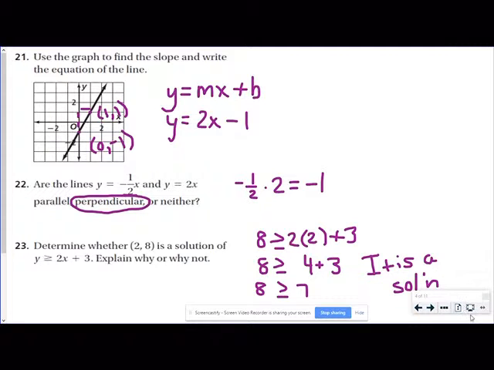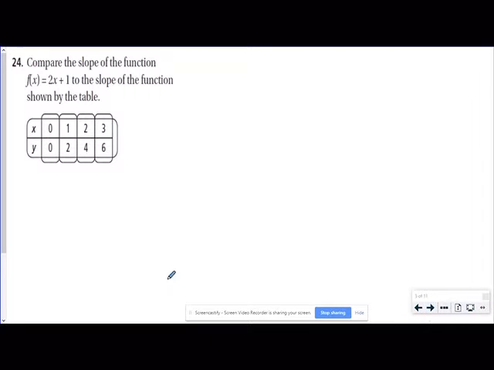And finally, for 24, compare the slope of the function f of x equals 2x plus 1 to the slope shown by the table. So the slope here for f of x is 2. So let's see what the slope is for this. I want the change in y over the change in x.